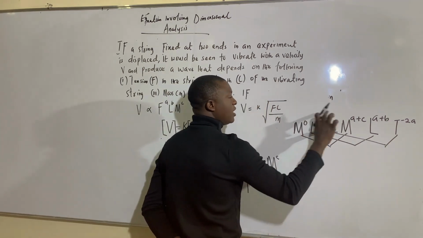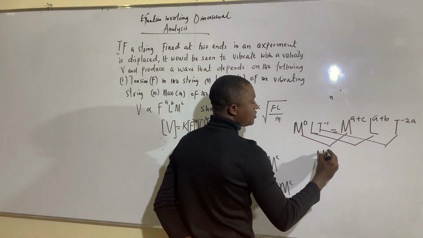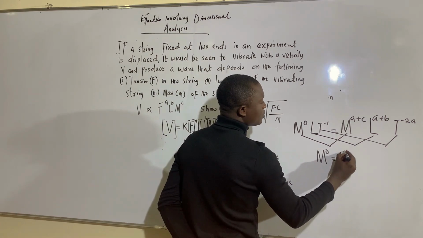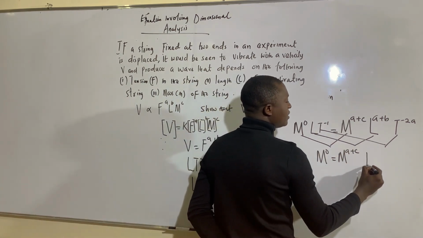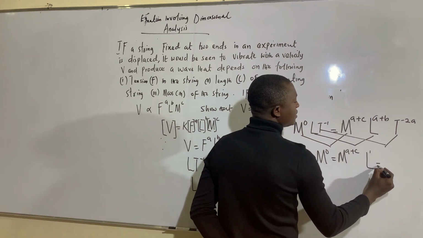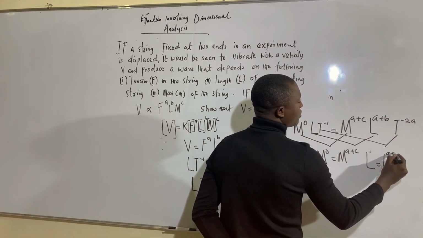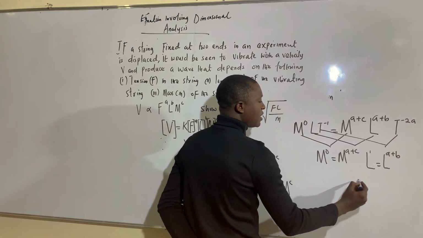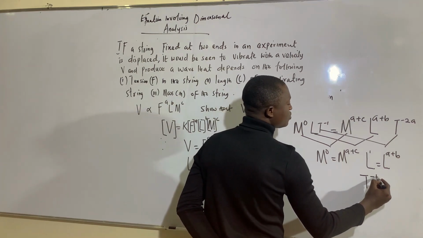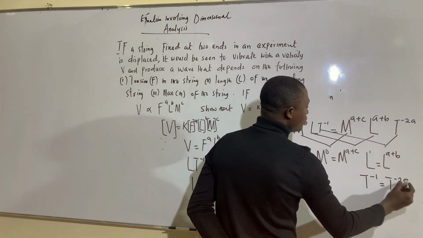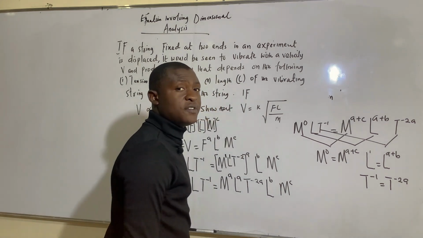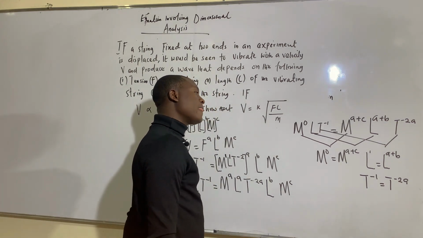So now let's first pick M here. That's that we have M raised to the power of 0 is equal to M raised to the power of A plus C. That's the first one. Then for L, L raised to the power of 1 is equal to L raised to the power of A plus B. The third one, now you can have T raised to the power of -1 is equal to T raised to the power of -2A. We are just comparing the coefficient of M one after the other.